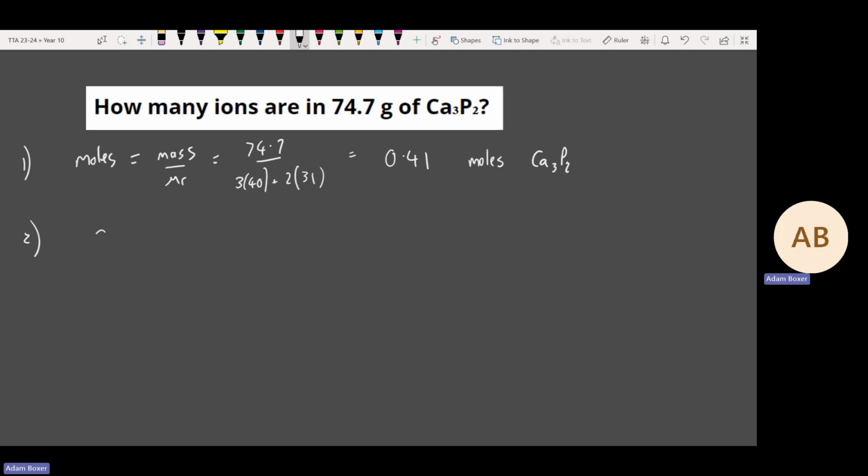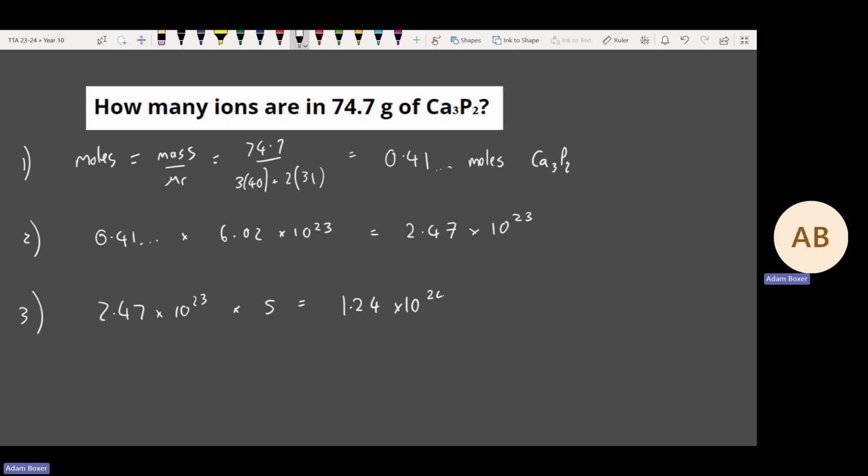So I'm going to do 0.41 now times by Avogadro's number. And again, I'm trying to keep as many decimal places in my calculator as I can. I'm not rounding yet. 2.47 times 10 to the 23. And again, in this one, Ca3P2, there's going to be 5 ions. So I'm going to do 2.47 times 10 to 23 multiplied by 5. That gives me my final answer, which is 1.24 times 10 to 24.